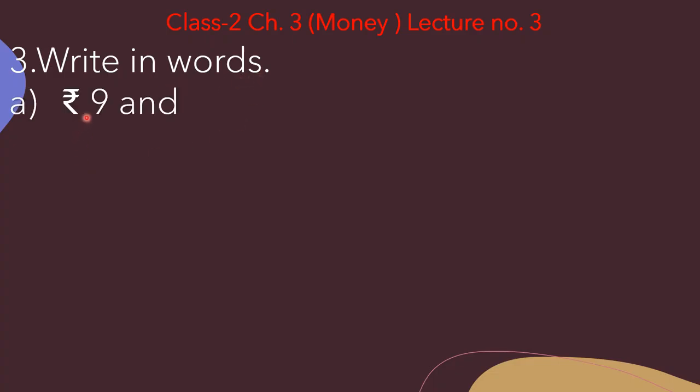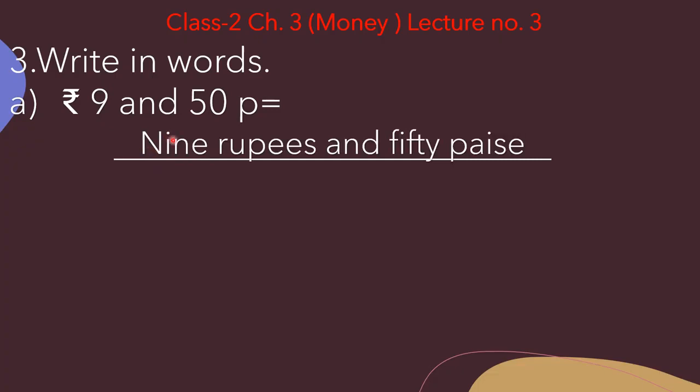Now question number 3, write in words. So here in A part it is given rupees 9 and 50 paise. So here whenever we want to write it in words, how we have to write? We have to write the spelling of the given amount. So here it is given rupees 9. So here we will write 9 rupees and 50 paise. So let's write here NINE, RUPEES, AND, FIFTY, PAISE. So 9 rupees and 50 paise.